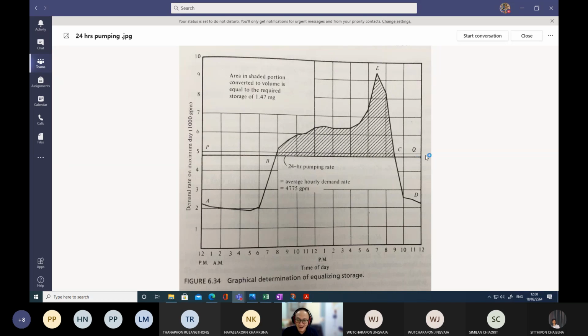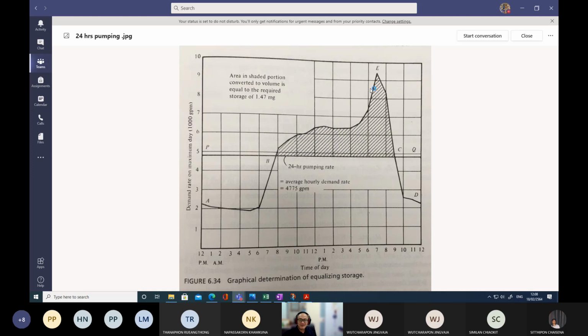This is the requirement. But this one is the pumping rate. This is the rate that we use to pump the water and put it into the storage. But this one is the water requirement. Okay. So where the amount of water required is greater than the pumping rate, we need to provide storage.